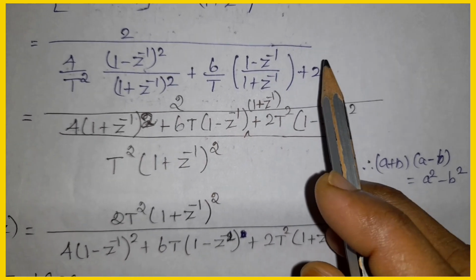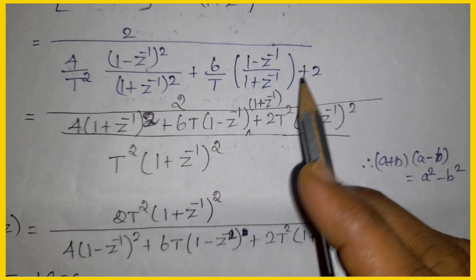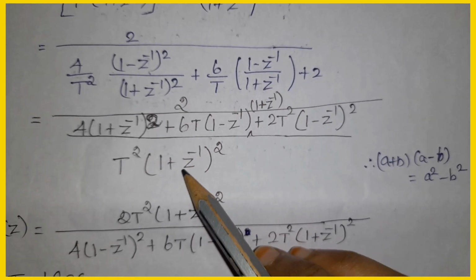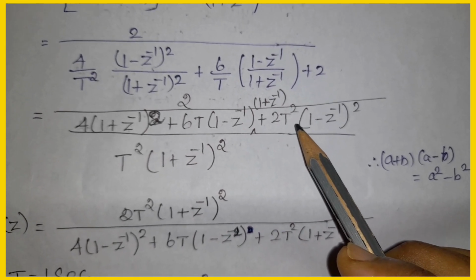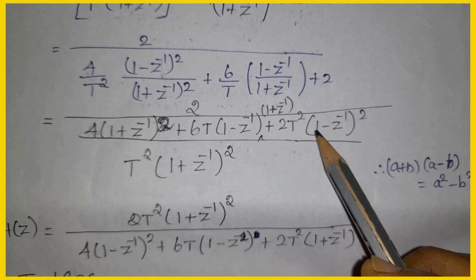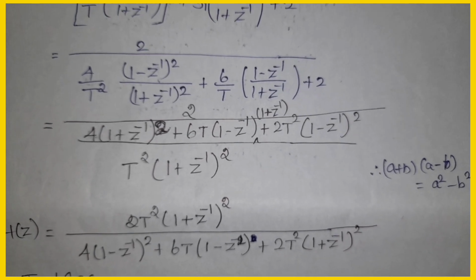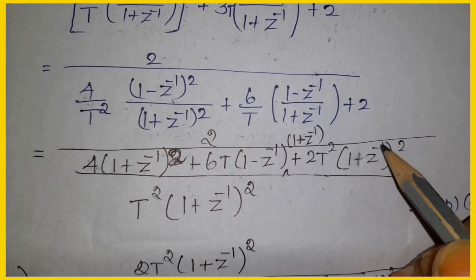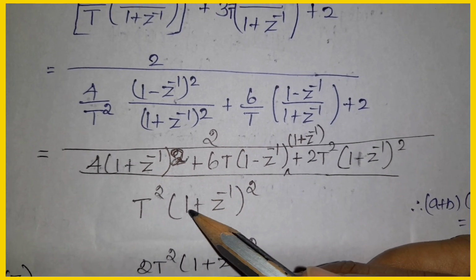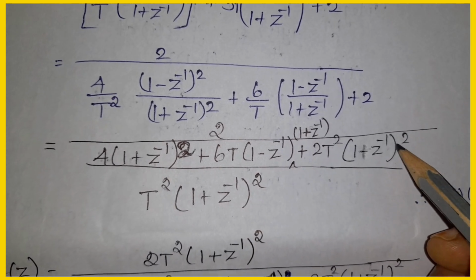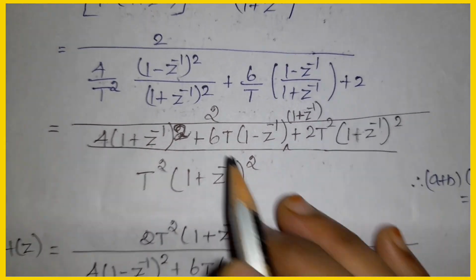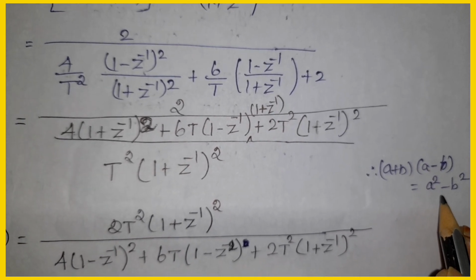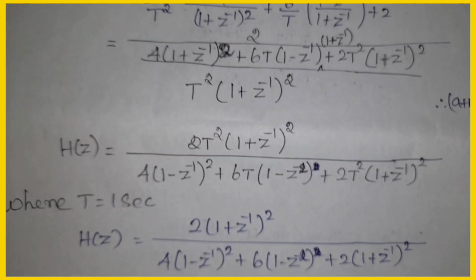Then next step, here only 2 is available, so plus 2t square plus this term 1 minus z power minus 1 whole square. Sorry, this is 1 plus z power minus 1 whole square. In this term 1 plus z power minus 1, so this one. So after that we have to use a plus b into a minus b is equal to a square minus b square, like this.